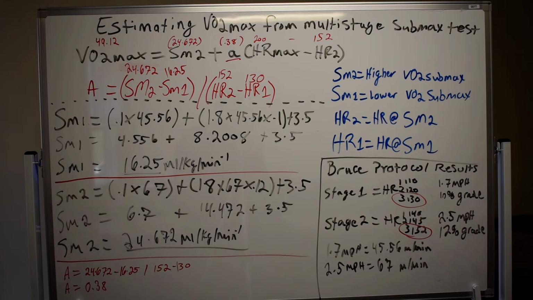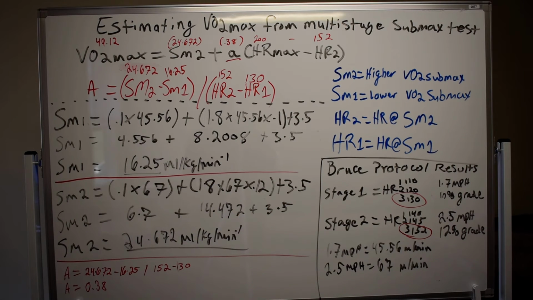I have the speeds written down here for each stage. If you've watched the other videos on the channel, you'll know already how to do these. We have 16.25 milliliters per kg per minute. That's the VO2 at this workload. The VO2 at stage 2 is calculated here, which would be 24.672 milliliters per kilogram per minute. So we have 0.1 times speed in meters per minute plus 1.8 times speed in meters per minute times the incline plus the resting. And here's the math done out.